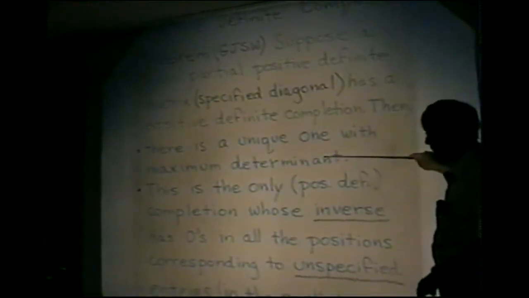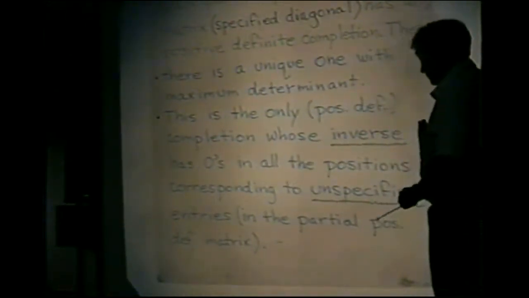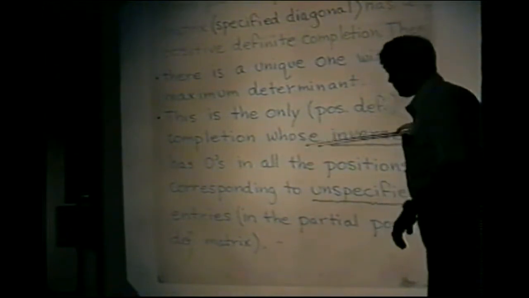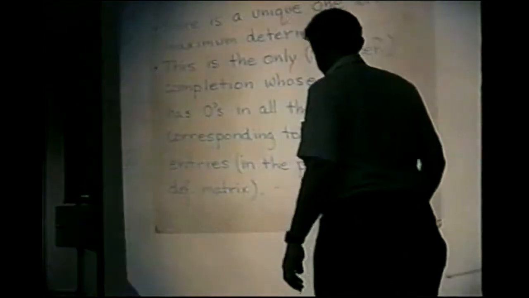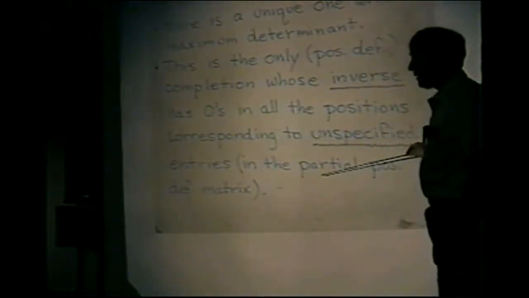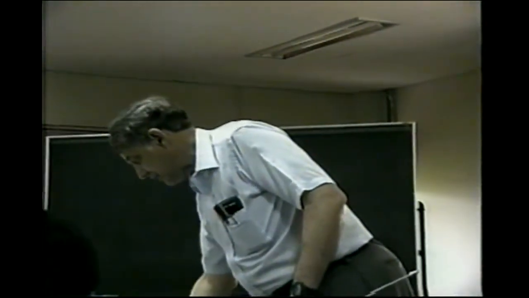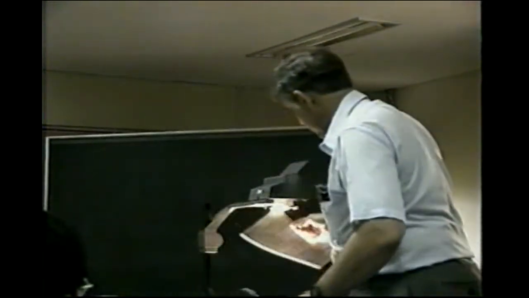First of all, again, there's a unique completion with maximum determinant among all the positive definite completions, and this is the only one. The only positive definite completion, in fact, the only completion at all, it turns out, whose inverse has zeros in all the positions that correspond to unspecified entries in the original partial matrix. Okay? So the determinant maximizing one is unique, and it's characterized by having zeros in its inverse in all the right places. Those are the same conclusions of Dym and Gohberg, and my claim is that they only depend on the existence of positive definite completions, not at all on patterns.